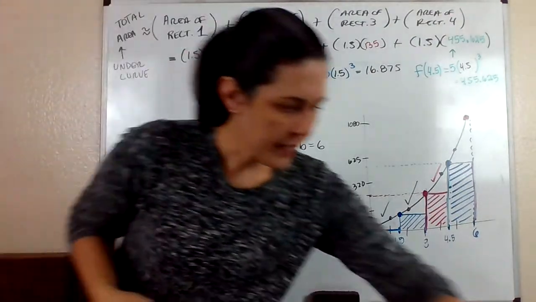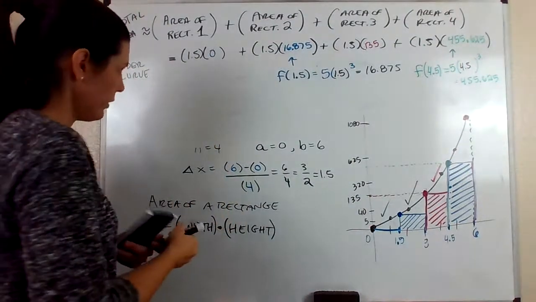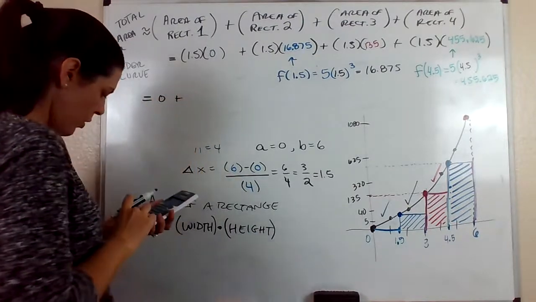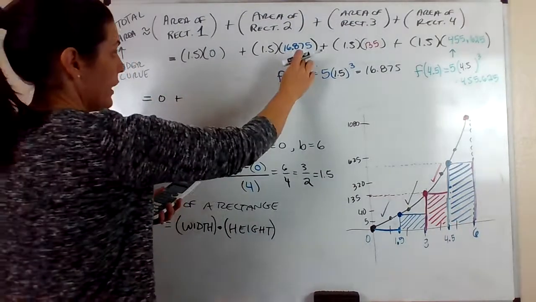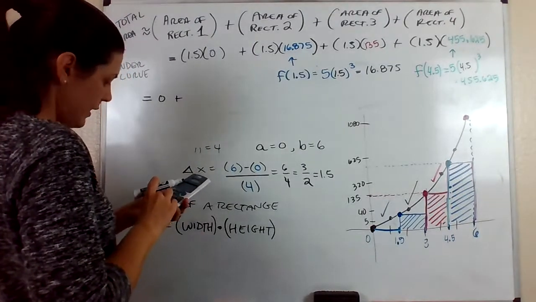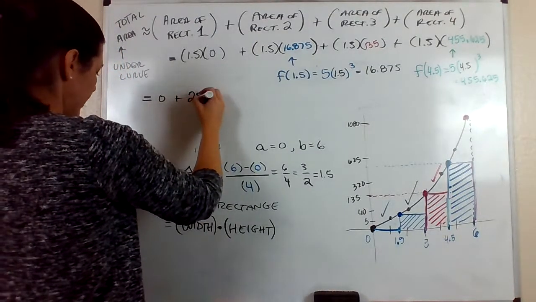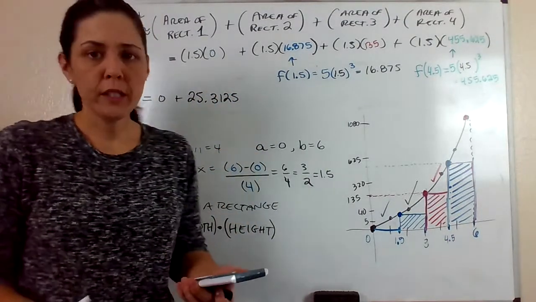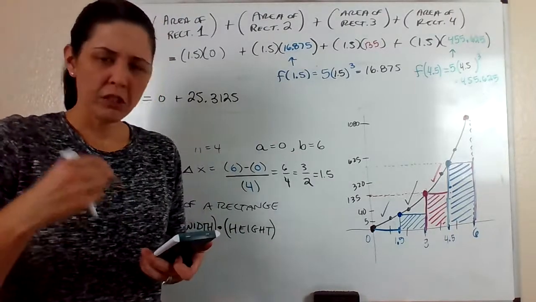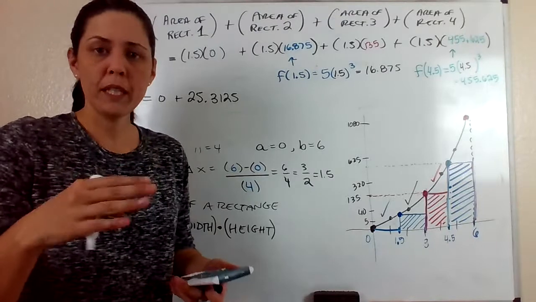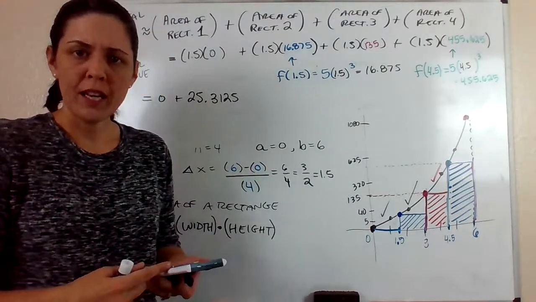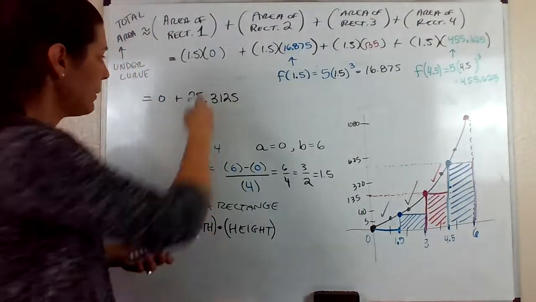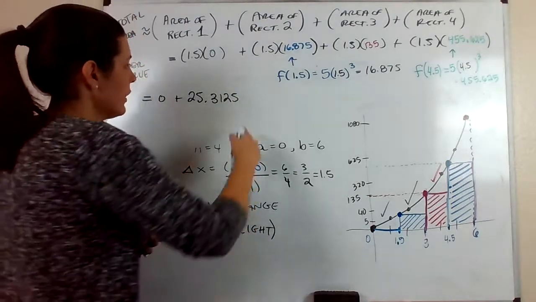So let's use a calculator to add. I have 1.5 times 0, plus 1.5 times, right here, second rectangle, 16.875. It's 25.3125. The only reason I'm using decimals here is because they terminate. If these decimals kept going, like let's say they were non-repeating and kept going on my calculator screen, I would opt for the fraction because it would be more accurate, just so you're aware. But because these decimals terminate, it's an accurate answer.